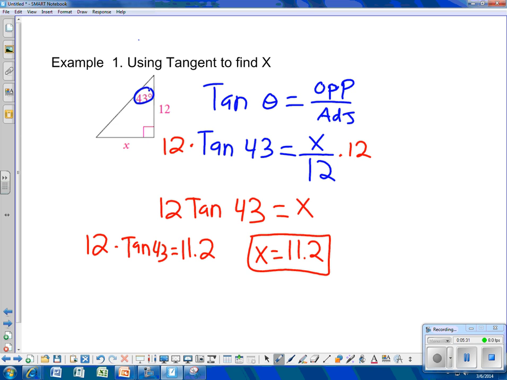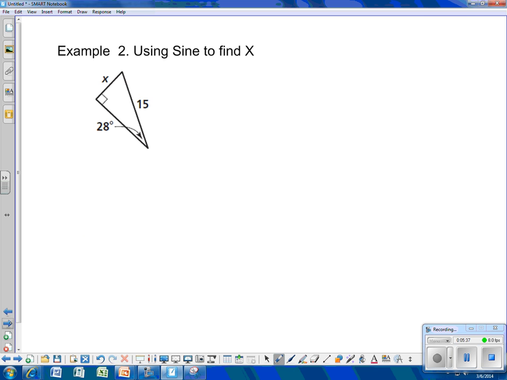Let's take a look at another example. All right, in this example, we're going to be using sine to find x. Now, first off, the way that I know that we're going to use sine, besides that it's written right here, is that we are actually given the hypotenuse, which is here.